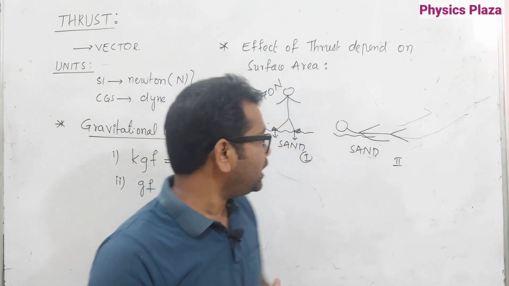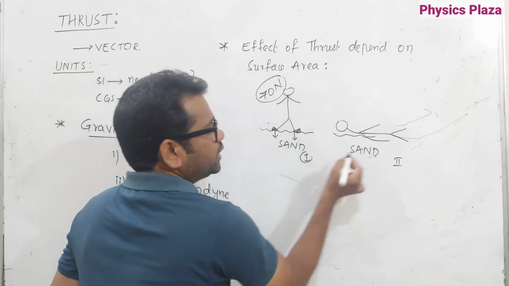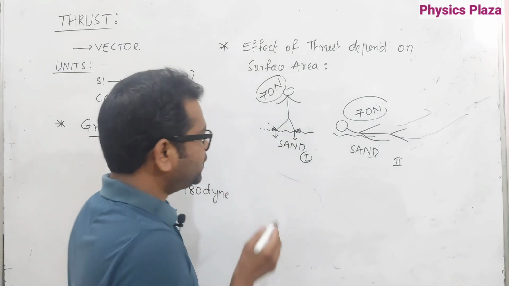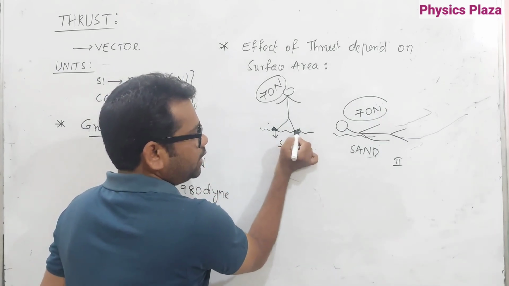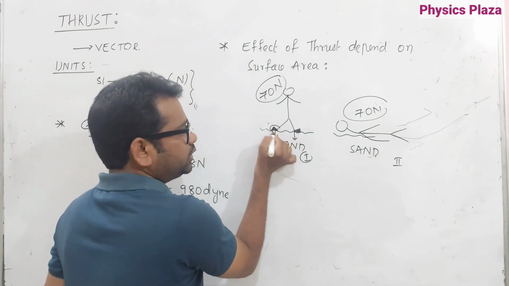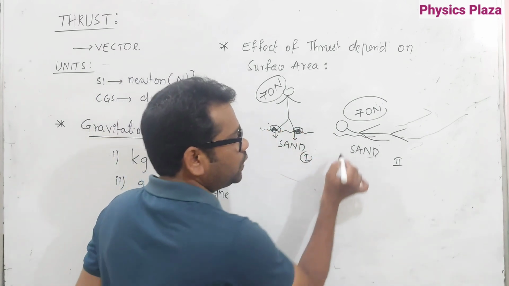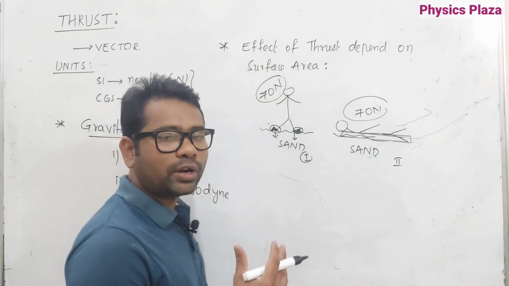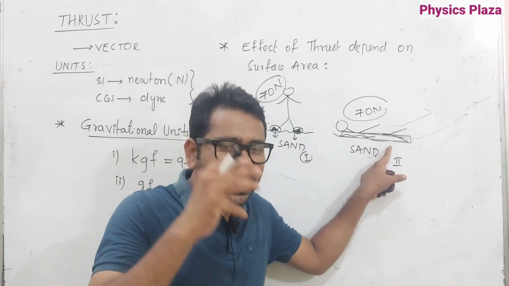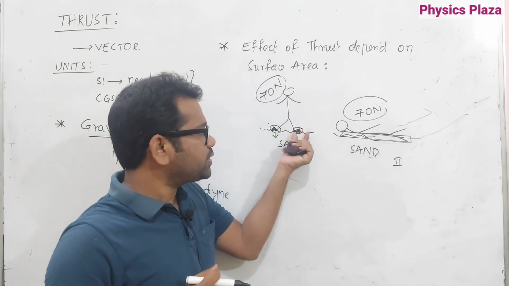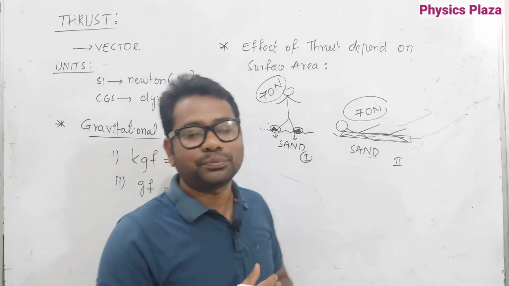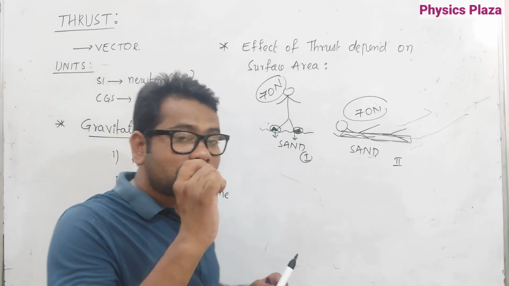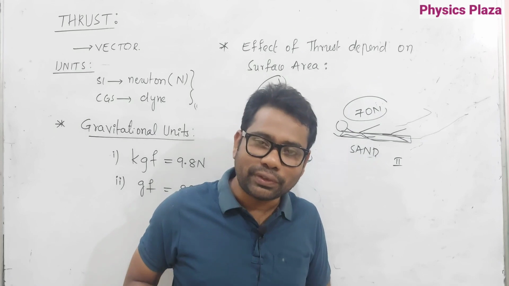What is the reason? Children, here the weight is 70 Newton only. Here the weight is also 70 Newton only. But what makes the difference, children? Look at the surface area on which it is acting. Only the feet, this one and this one only. But here, the whole body. So on this much surface area it is acting. Which means: the more the surface area, the less the impact of thrust. The less the surface area, the more the impact of thrust. This is very, very important. So, the effect of the thrust depends on the surface area.